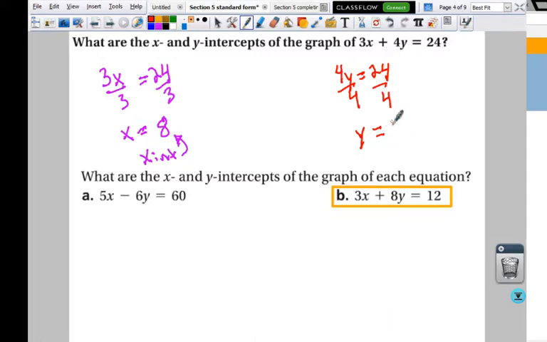And we're going to get y equals, after we divide by 4, 6. And this is our y-intercept. I'm abbreviating here because I don't want to write out intercept. So not super tough, you just got to make sure you do one and then the other. Ignore y on one, ignore x on the other one.